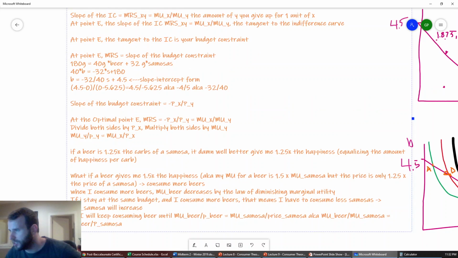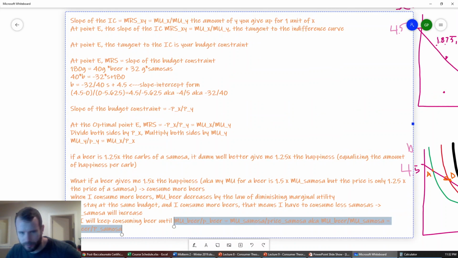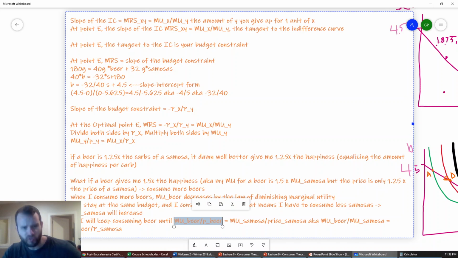But at the end of the day, the marginal utility from beer should get you the same bang per buck as the next samosa you consume. If your marginal rate of substitution for beers is greater than your price ratio, then you should consume more beers. If the marginal rate of substitution for beers is less than your price ratio, you should consume more samosas.